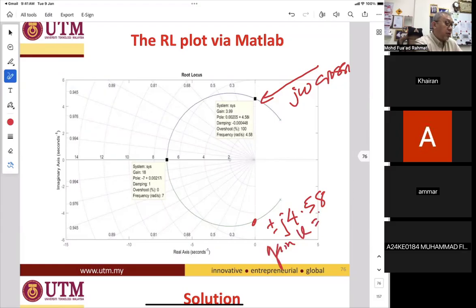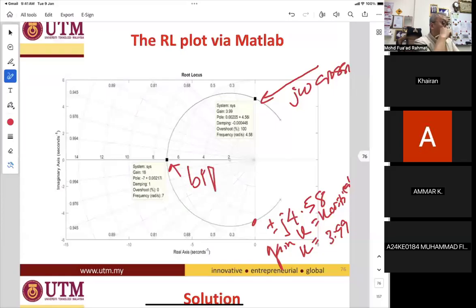which is K critical, is equal to 3.99 as written in the MATLAB. But in the test and in the exam, you have to calculate the gain K. And then for the break-in point, which is located here, the value is -7, and the gain is 18.